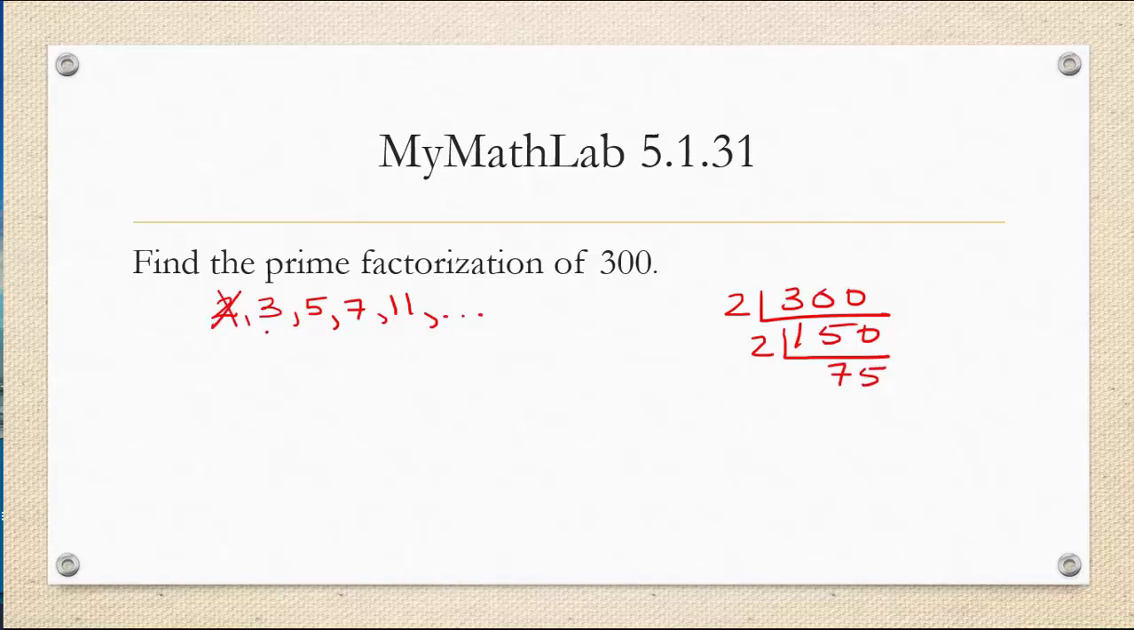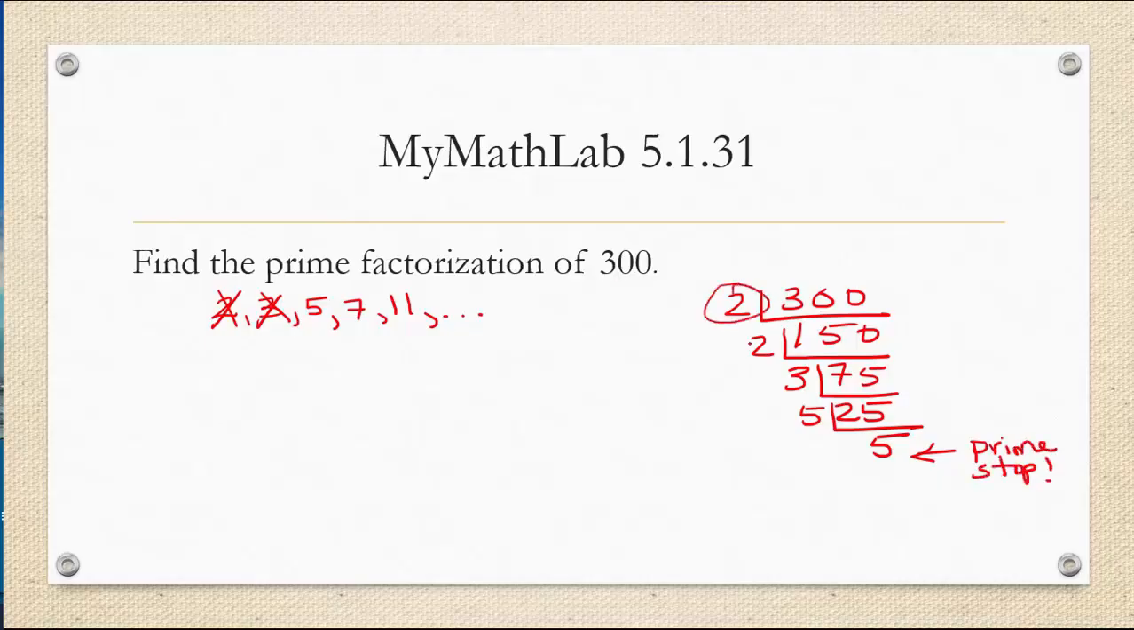Now that's no longer an even number. Now you don't have to go to the 3 next. You can go to any prime number, but I like to go in order just to make sure I don't miss anything. 3 goes into 75 25 times. And 25 is not divisible by 3, so we're going to move on to the next prime, which is the number 5. 5 goes into 25 5 times, and again, once you reach a prime, you're going to stop.